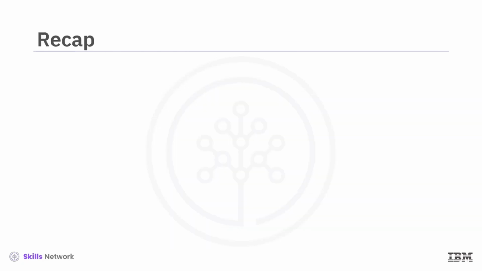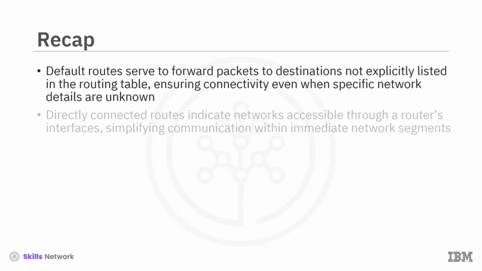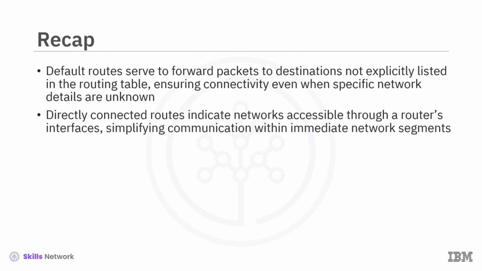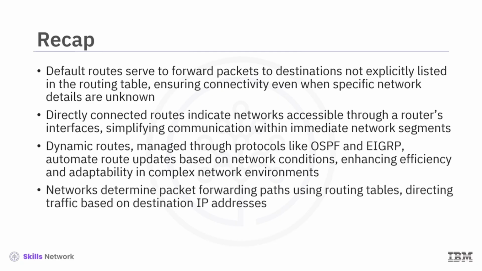In this video, you learned that default routes serve to forward packets to destinations not explicitly listed in the routing table, ensuring connectivity even when specific network details are unknown. Directly connected routes indicate networks accessible through a router's interfaces, simplifying communication within immediate network segments. Dynamic routes, managed through protocols like OSPF and EIGRP, automate route updates based on network conditions, enhancing efficiency and adaptability in complex network environments. Networks determine packet forwarding paths using routing tables, directing traffic based on destination IP addresses.